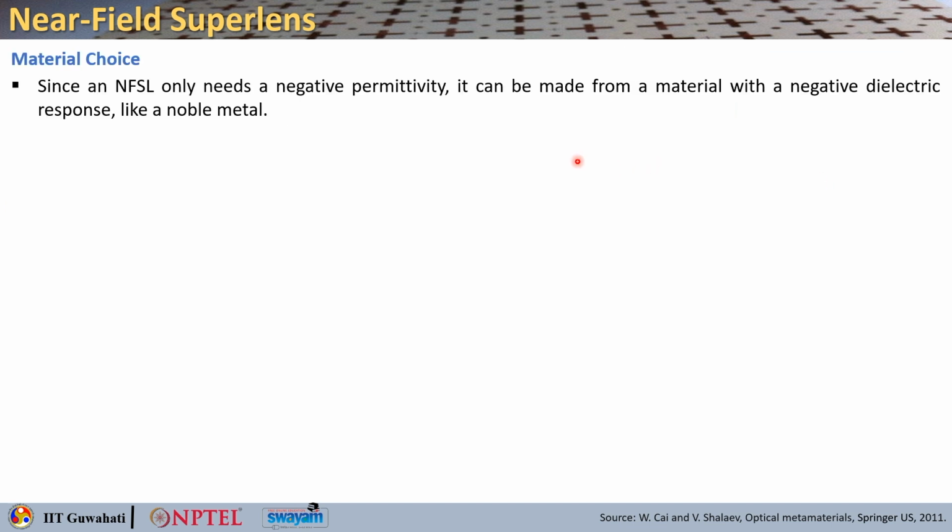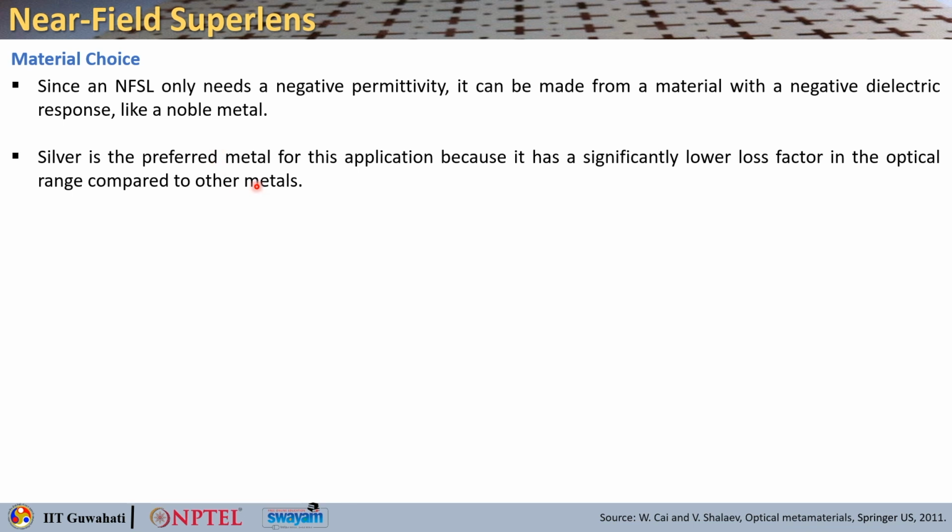Now, a couple of important things to remember here. When you are making a near field super lens, the first important point is the choice of material. Since you are focusing only on negative permittivity in the near field super lens, it must be made from a material which has a negative dielectric response, such as a noble metal. You can choose silver for this application because it has significantly lower loss in the optical range as compared to other materials like gold, copper and so on.